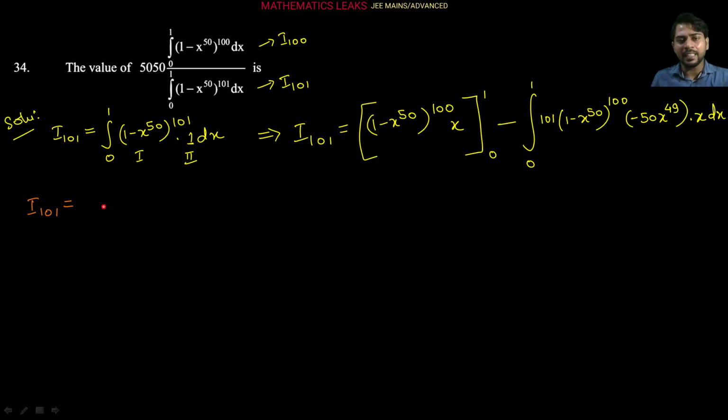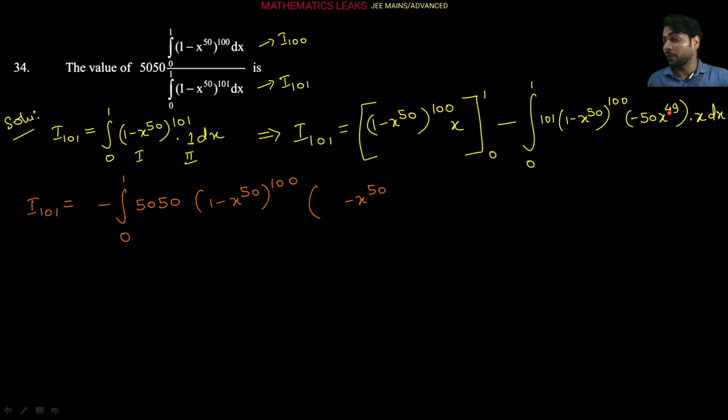So this is minus integral 0 to 1, and this is 101 into 50. So we can say that is here 5050 times (1 minus x to the power 50) to the power 100, right? And this is minus of x to the power 49 into x, so that will be minus of x to the power 50 it is, right? Why? X to the power 49 into x is what here? X to the power 50 with minus sign. So we are just adding here 1 and we are subtracting here 1. Any problem? No problem, right now? No problem on the overall integral.